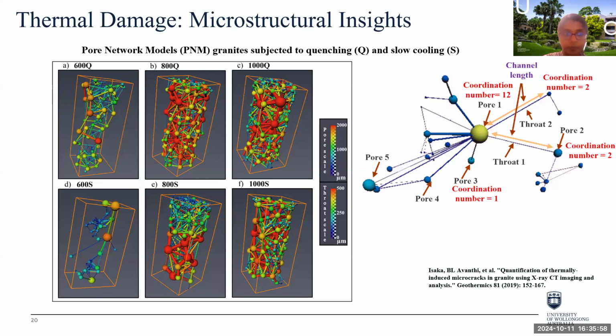the coming slides. So these are the created pore network models for thermally treated granite specimens. And you can see the complexity of pore network increase with increasing temperature. And also more complex, dense pore network is seen in rock specimens subjected to quenching or rapid cooling compared to the slow cooling situation.